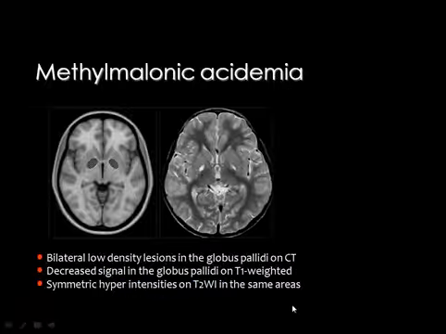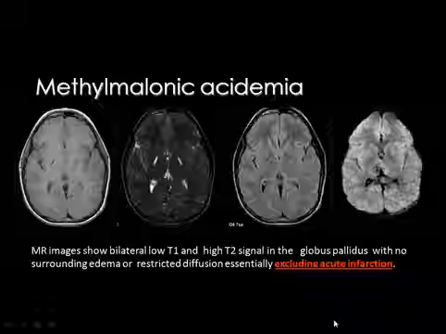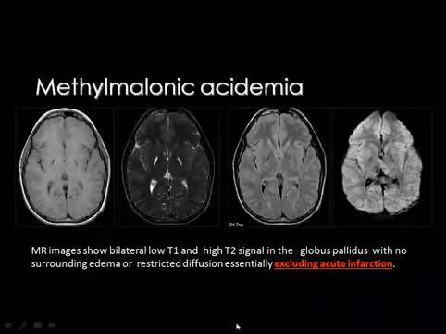The main and characteristic imaging finding of this disease is the presence of bilateral, almost symmetrical hypodensity of the globus pallidus on CT scan. And these lesions will appear of low signal on T1 and high signal on T2 weighted images. This is a peculiar finding on imaging in this particular disease, which is methylmalonic acidemia.